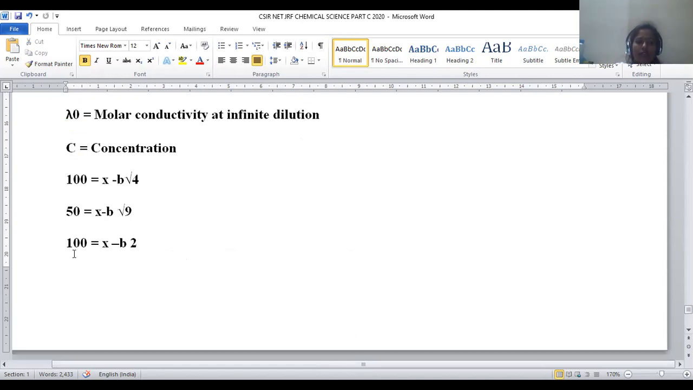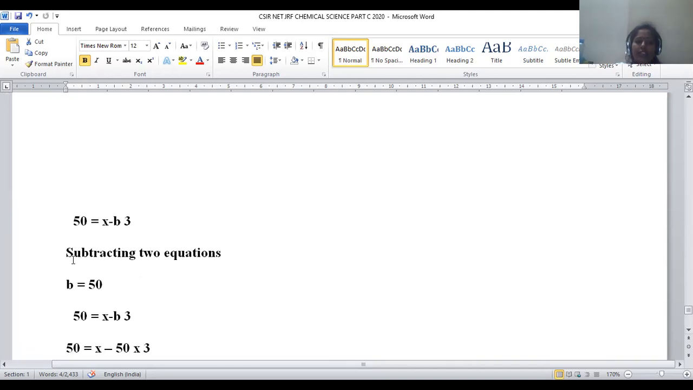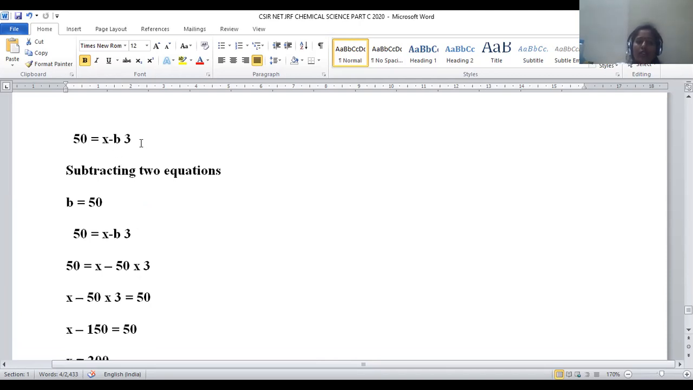Okay, now 100 is equal to x minus b under root 4. What is root 4 value? Root 4 value is 2. What is root 9 value? Root 9 value is 3. So 100 is equal to x minus 2b. Then 50 is equal to x minus 3b.